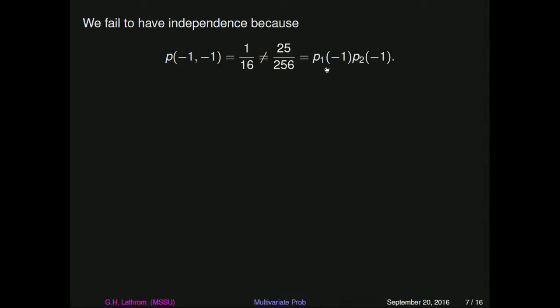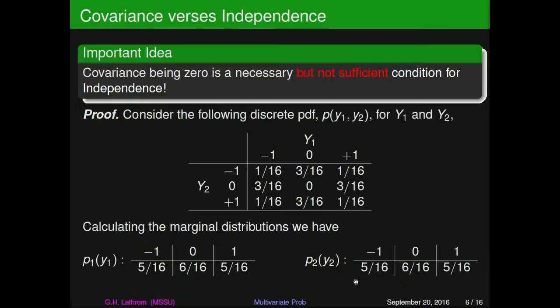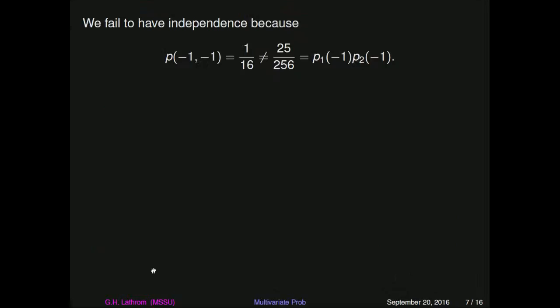But if we look at the product of the marginals for -1, -1, we see that we in fact have 5/16 times 5/16, and so we end up with 25 over 256. That's not going to be equal to 1/16. And so our joint PDF is not a product of our marginals, and for that reason, y sub 1 and y sub 2 are not independent.